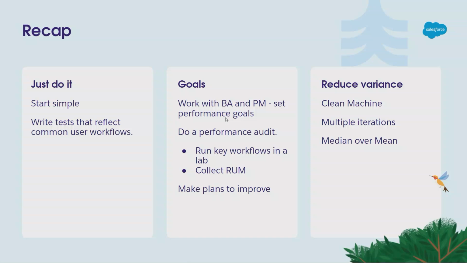And then finally, as I've already gone on about a little bit, reduce the variance. Clean up the machine. Use multiple iterations. 5 is not the right number. It's just a number I chose for expediency. But it's different depending on the page and how much noise there is in the page. And then median over mean is the other important thing.